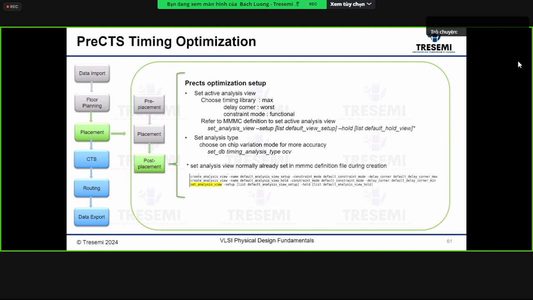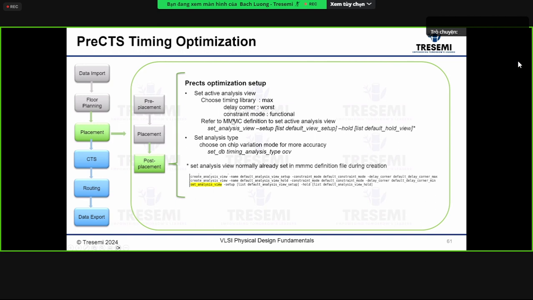Okay, so in order to do optimization we have to do some setup in Innovus. We have to tell the tool what libraries we need to use, what corners, what constraint modes, and so on. For setup, we want to be in the worst delay corner, basically the max delay, the slowest library, and then the worst RC corner. And of course, we want to be in function mode. In scan mode, the timing is easy in terms of setup.